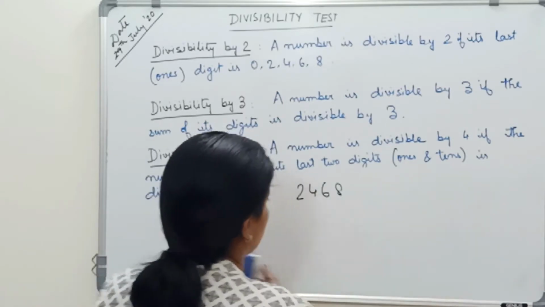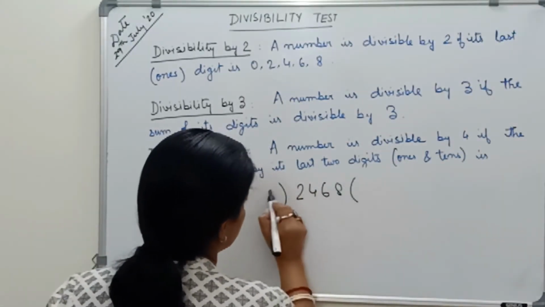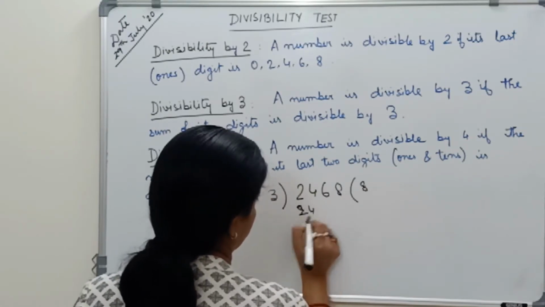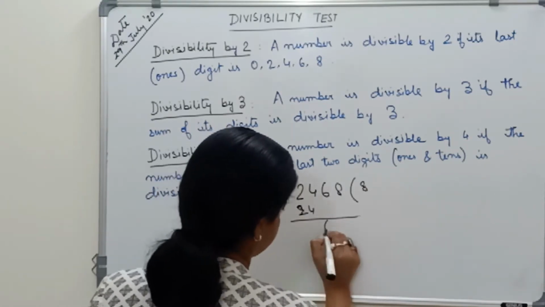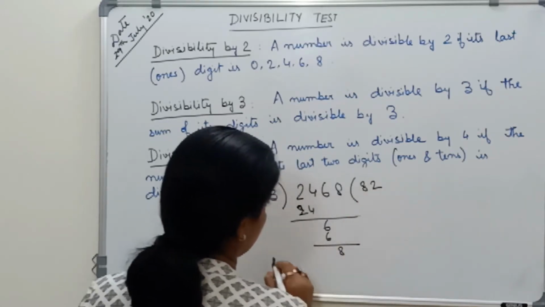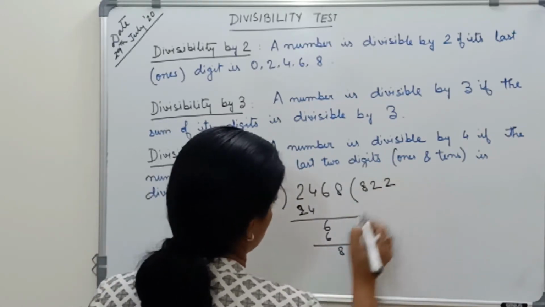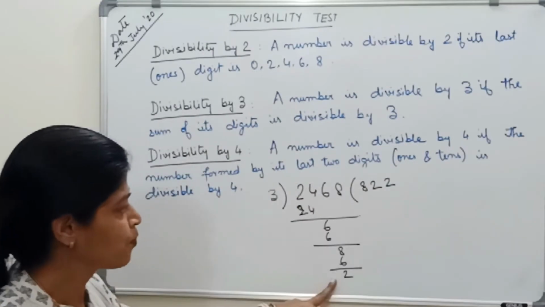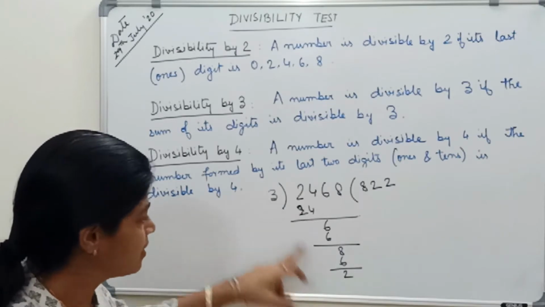Let us check whether this number will be divisible by 3 or not. 24, 6, then coming 8. 3 2s are 6. The remainder is 2. So this is not divisible by 3.